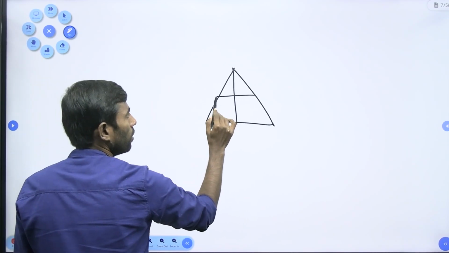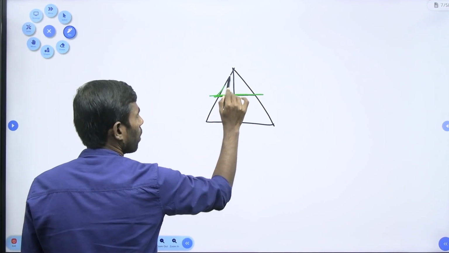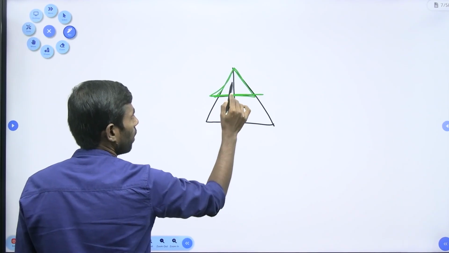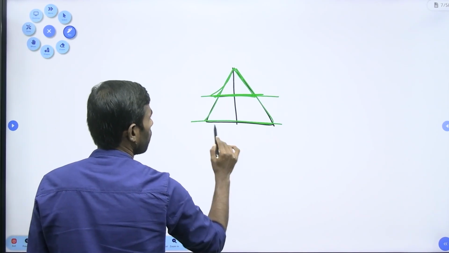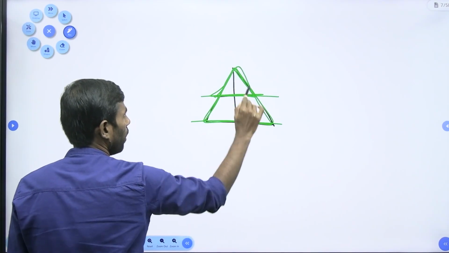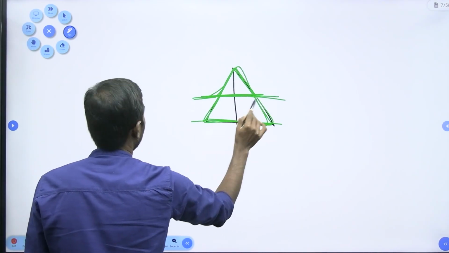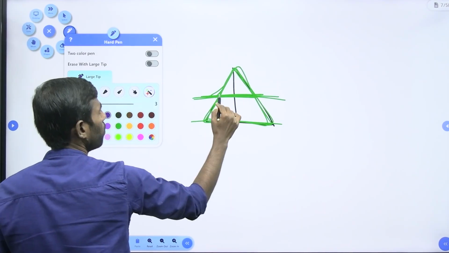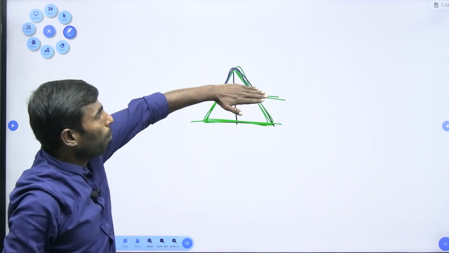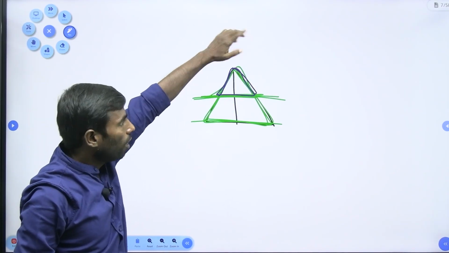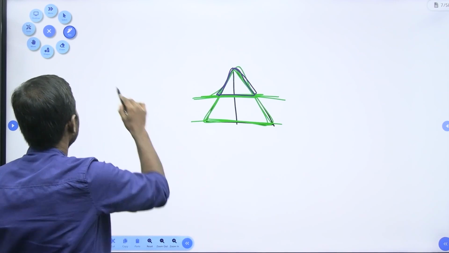See, count the triangles for this part separately and the bigger part separately. The smaller one is like this, the bigger one like this. For this part separately and the bigger one separately. Upper part separately, total part separately. Okay. So same like previous one.